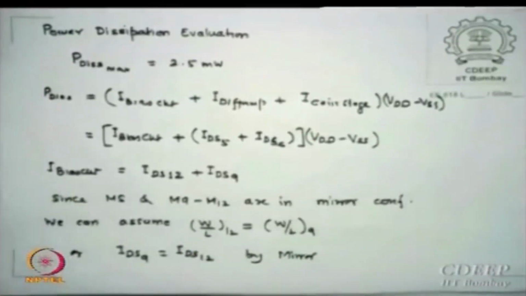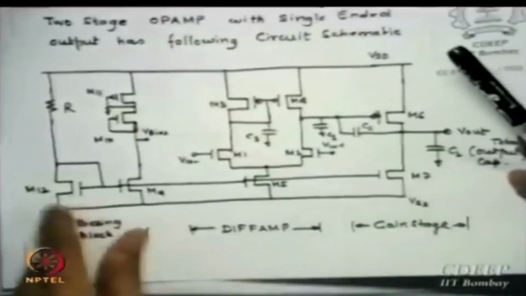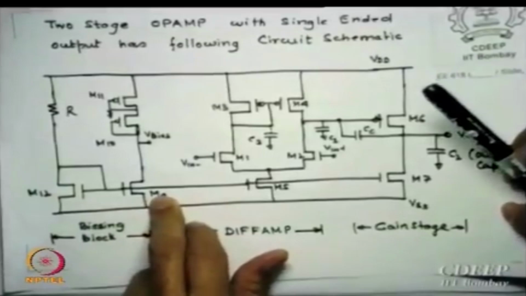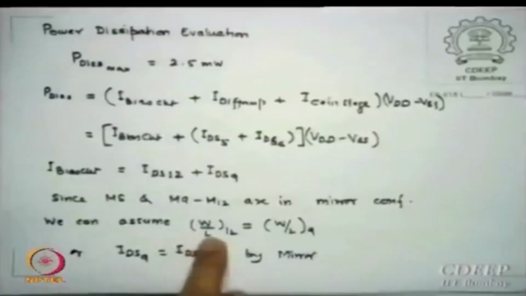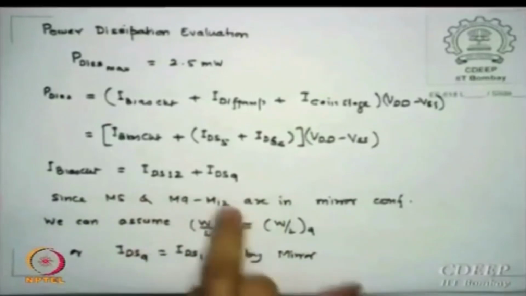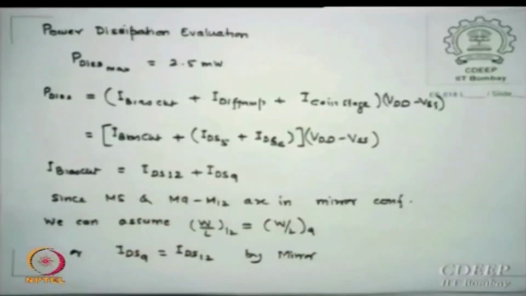I bias circuit is how much? I bias circuit is the sum of this current plus this current, 9 and 12. So if I write that, I12 plus IDS9, and now I assume the mirror is 1 to 1. What do I assume? M1, M9 and M12 are mirror 1 to 1. What is the current I want to?